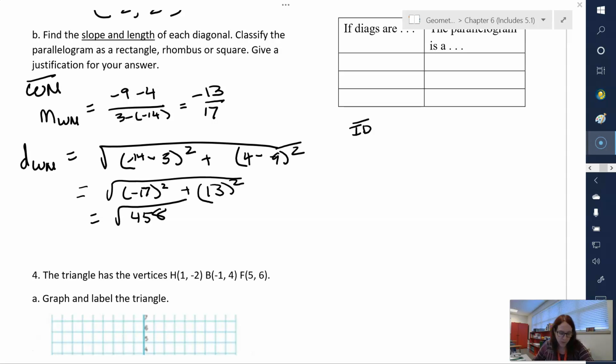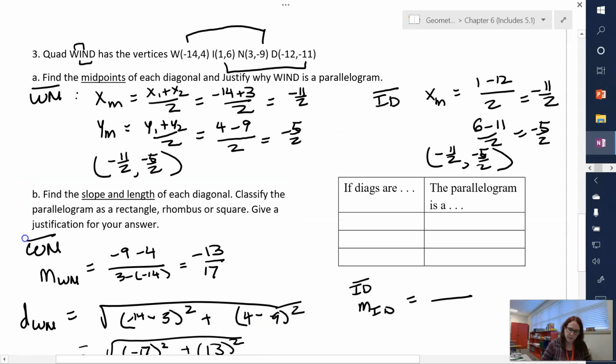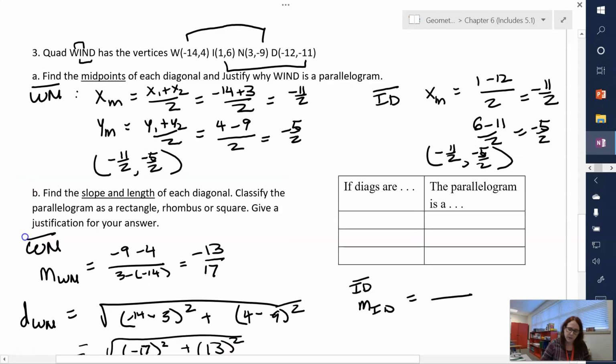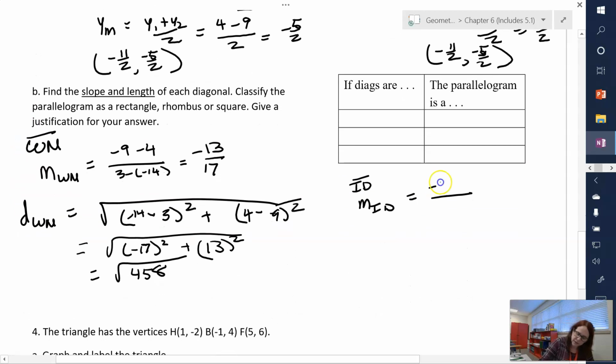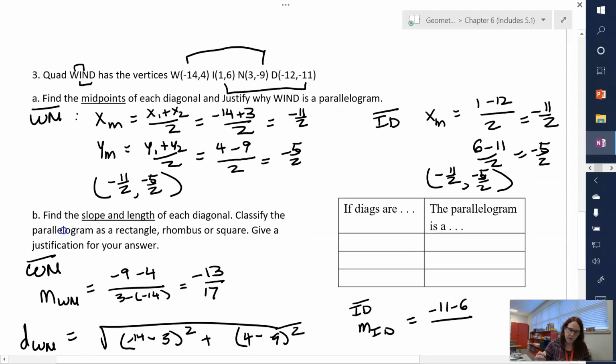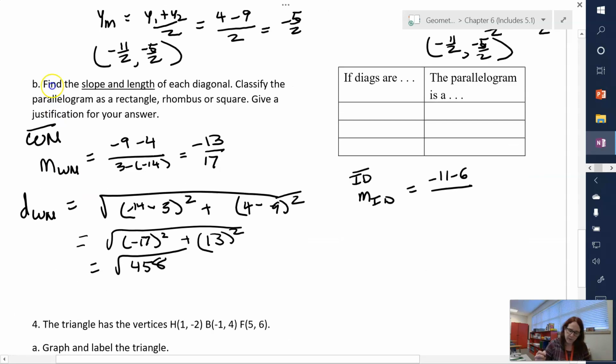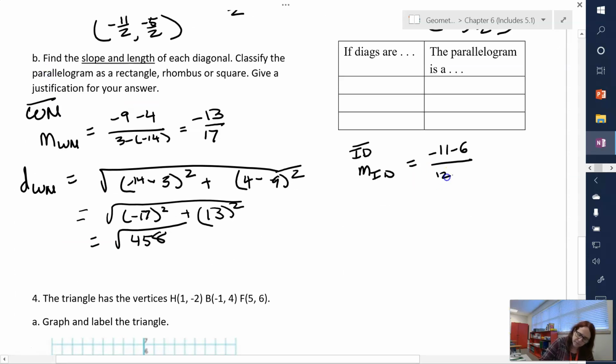Now I'm going to calculate the slope and the length of line segment ID. So slope of ID is going to equal, let's do y minus y, so negative 11 minus 6 over negative 12 minus 1. And I get negative 17 over negative 13, which equals 17 over 13.